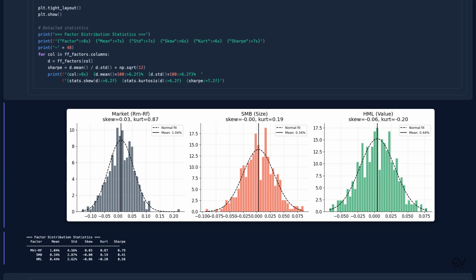The market has the highest monthly volatility at 4.56% and the highest Sharpe ratio at 0.79, while HML has the lowest volatility at 2.62% and the second best Sharpe at 0.58. These distributional properties matter because they affect the statistical power of the regression tests we'll run next.